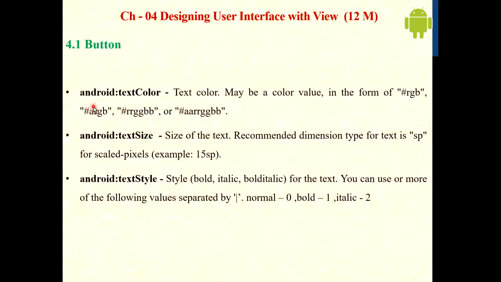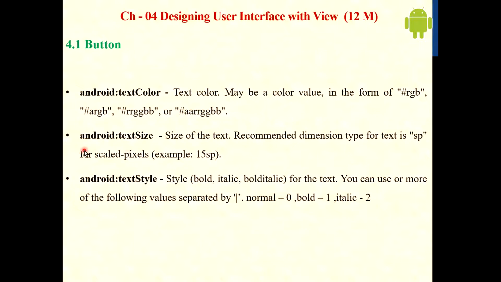Next attribute, android:textColor, that is used to set the color of the text. The value of this attribute may be like #RGB, #ARGB, #RRGGBB. Okay, these are the codes for color. So these are various values. You can set the color by using name also. So these are the possible values of the attribute.